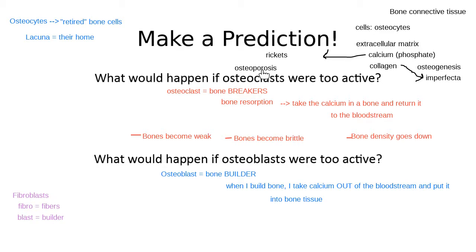So osteoporosis and rickets, both of these are an issue with the amount of calcium that's in my bone tissue. With osteoporosis, I stole too much calcium from my bones. I am taking the calcium away. With rickets, I don't put enough calcium in.